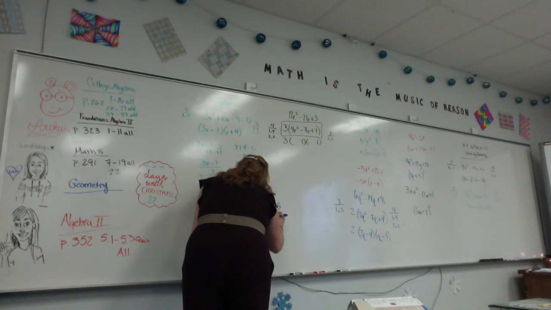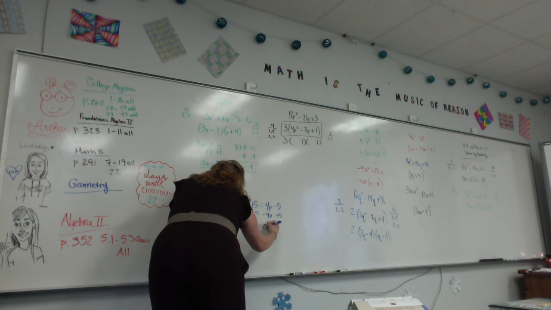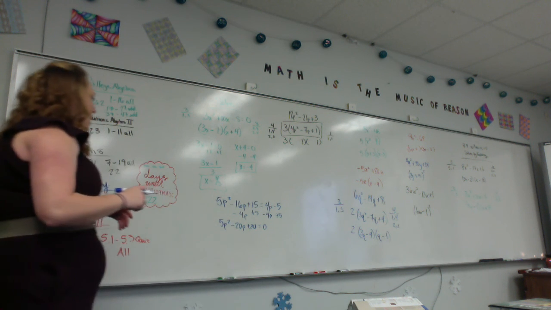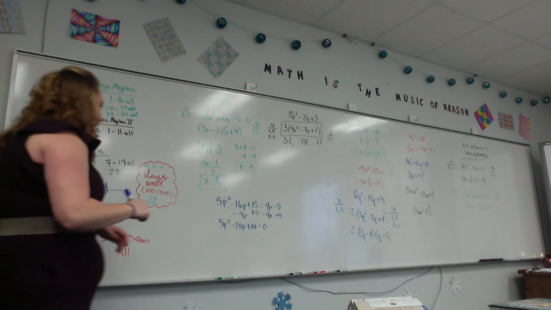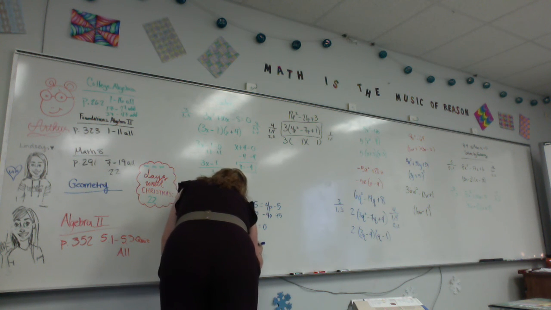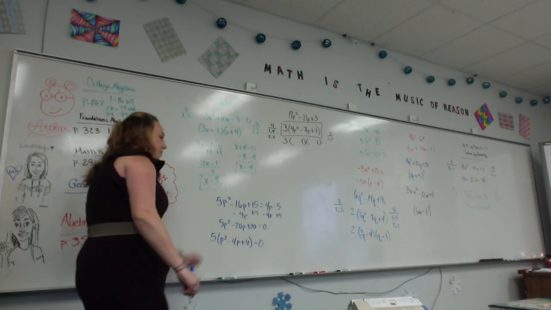So I'm going to subtract 4p, and I'm going to add 5. So you end up getting 5p squared minus 20p plus 20 equals 0. Now, my next question, now that everything's set equal to 0, is can I take something out of all of that? Yes. What? A 5. So then I have p squared minus 4p plus 4 equals 0. Beautiful. Now I have to factor.